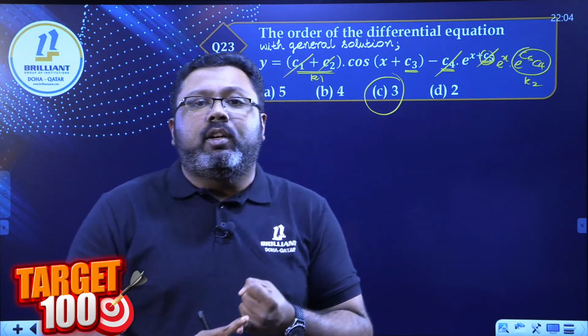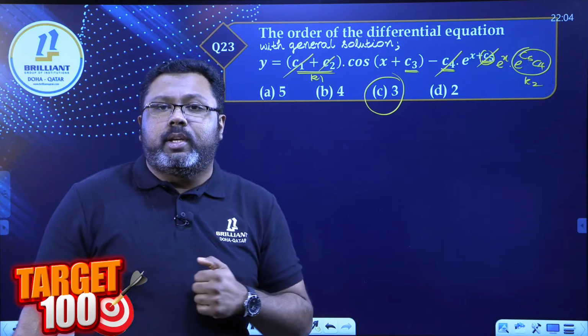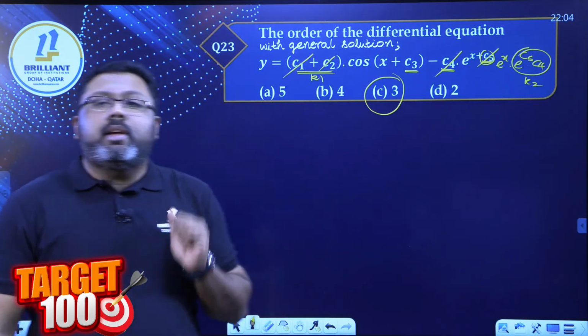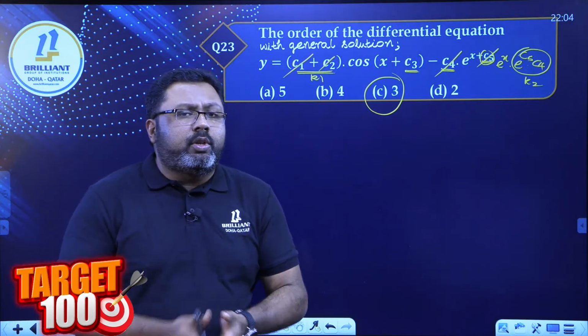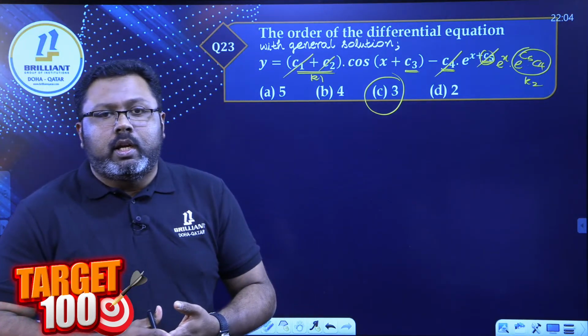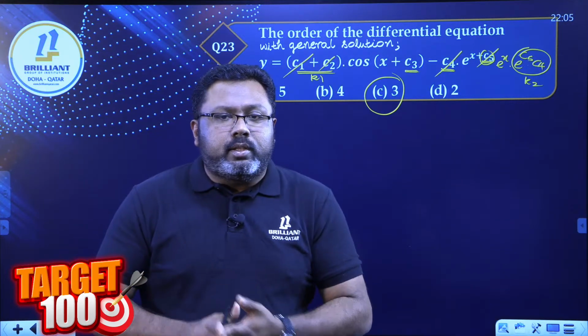Careful. Very important. Mind you, very important for this year's exam: the number of arbitrary constants and order of a differential equation. Yes, and that was the last question for me today. I think everybody is clear with the different types of MCQs that are going to come from the differential equations chapter.